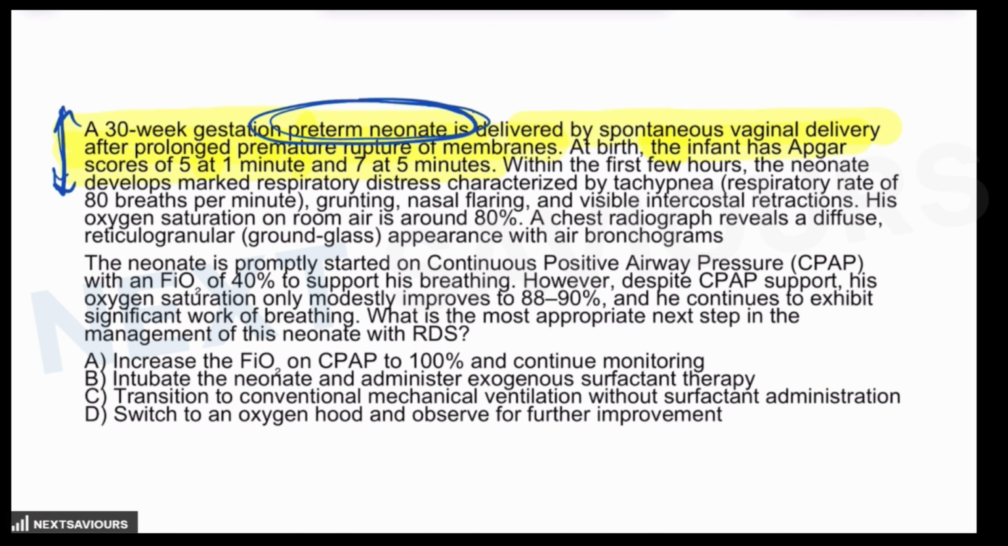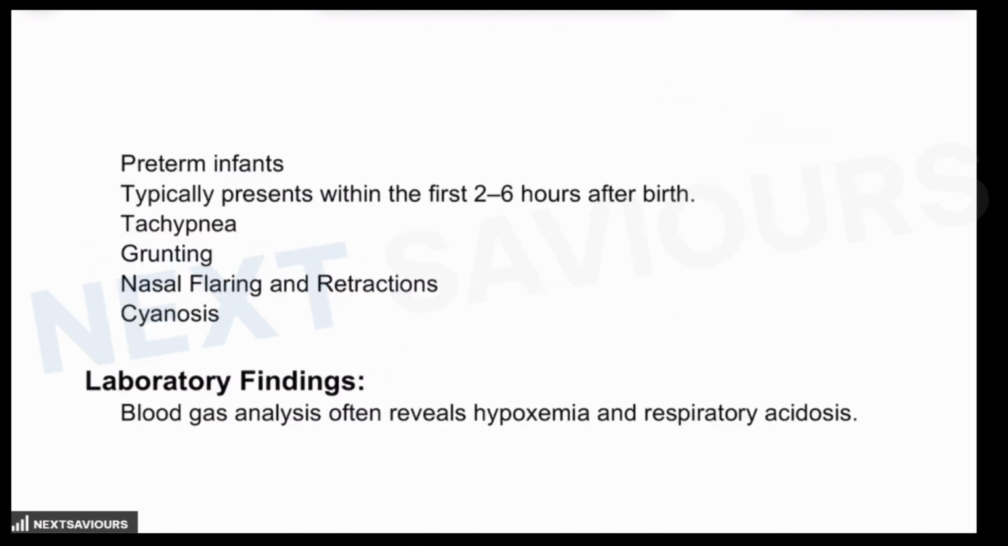Now, all you have to do is consolidate your answer. Within the first few hours, the neonate develops marked respiratory distress characterized by tachypnea, grunting, nasal flaring, and visible intercostal retractions. His oxygen saturation on room air is around 80%, and the chest radiograph reveals a diffuse reticulogranular appearance with air bronchograms. All of us are aware that these are the characteristic findings of respiratory distress syndrome in the preterm infant.